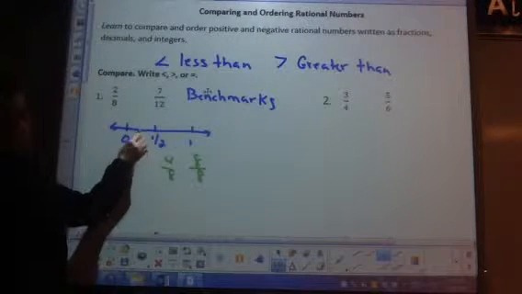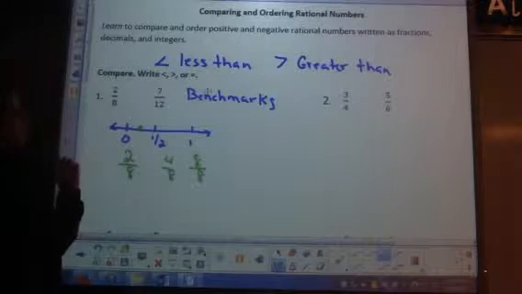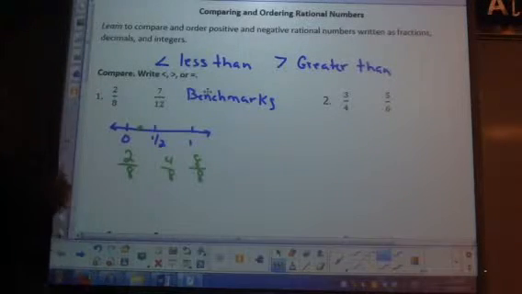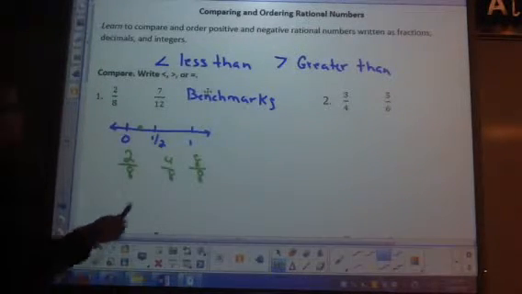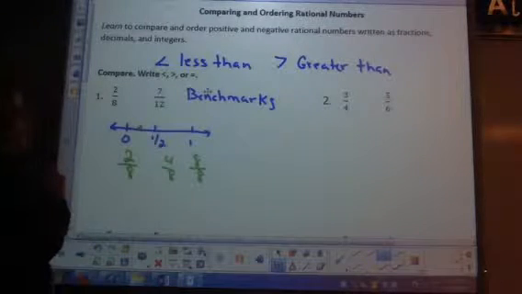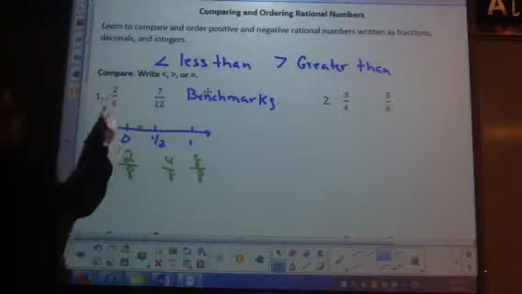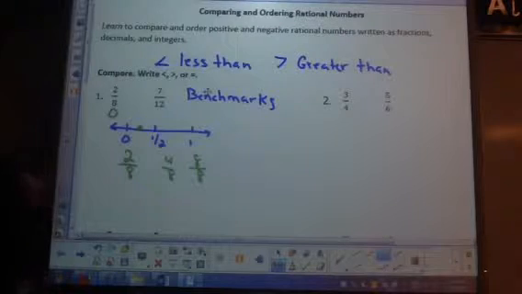It's closer to 4/8, so it's closer to 1/2, and it's less than 1/2. So it's going to go right here somewhere, between your 0 and your half. So for the benchmark on here, let's say that it's closer to 0.